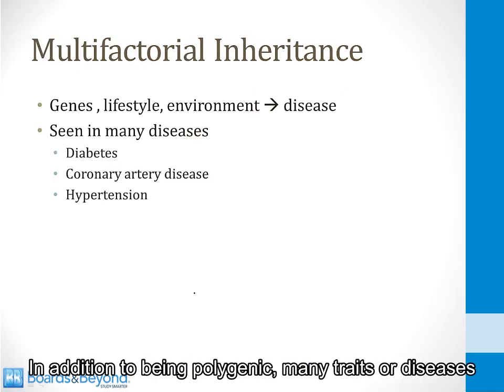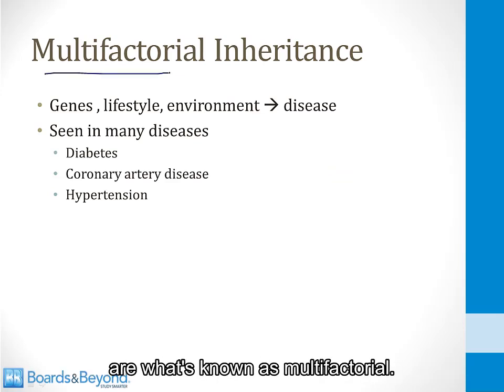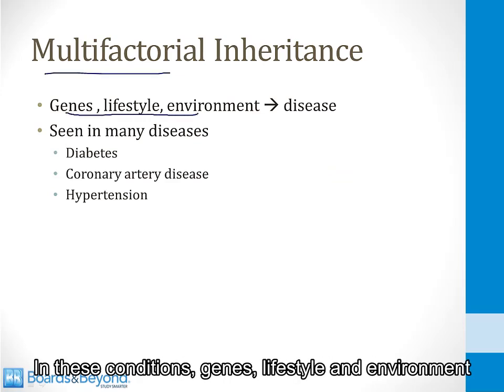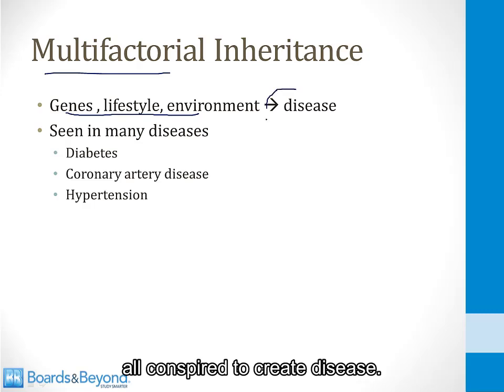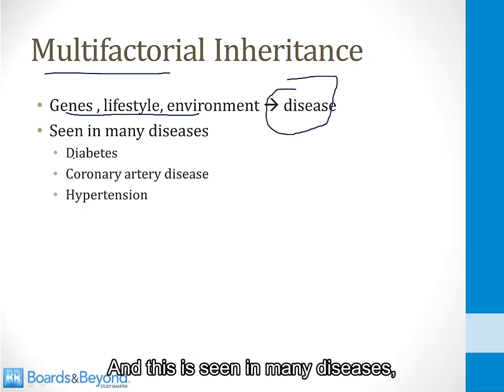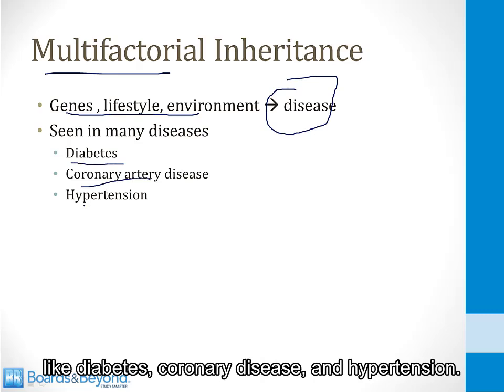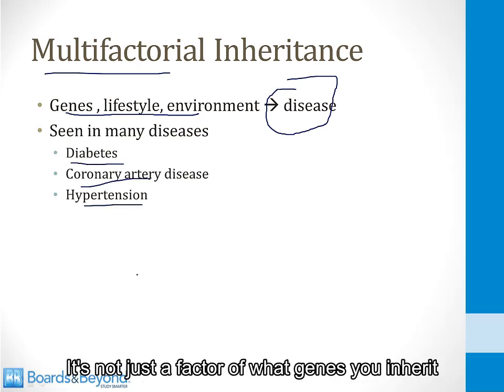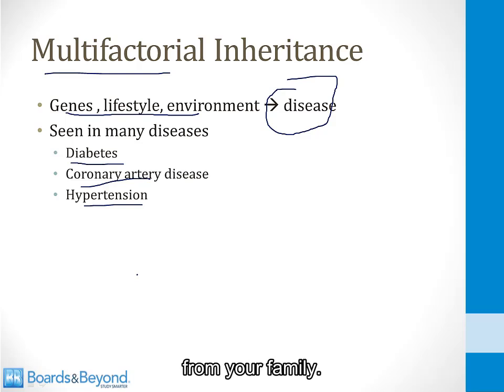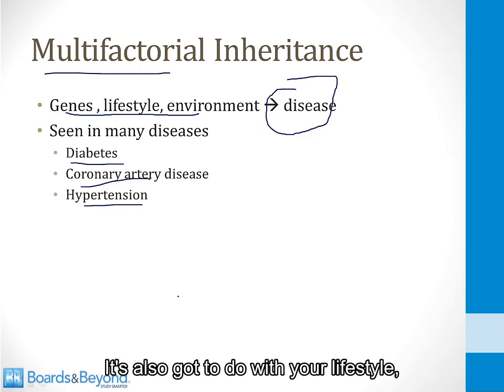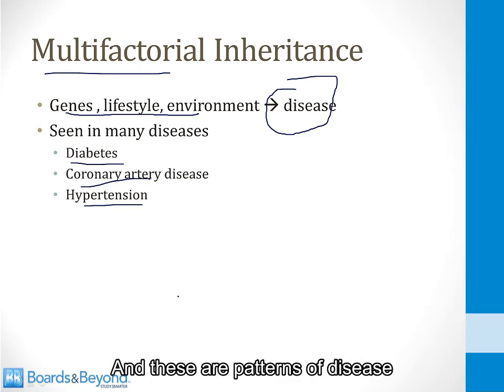In addition to being polygenic, many traits or diseases are what's known as multifactorial. In these conditions, genes, lifestyle, and environment all conspire to create disease, and this is seen in many diseases like diabetes, coronary disease, and hypertension. It's not just a factor of what genes you inherit from your family, it's also got to do with your lifestyle, the dietary choices that you make, and the environment in which you live. And these are patterns of disease that are called multifactorial.